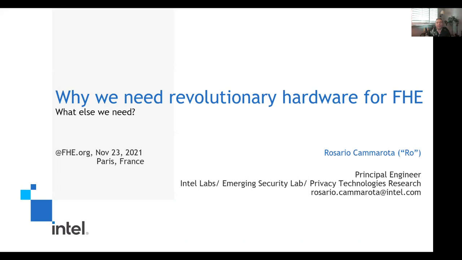Excellent. So today we're going to talk about the need, really, for hardware that is a bit different from what we have right now, to realize the full benefit of fully homomorphic encryption. We'll talk about what these benefits are and also what else is needed. The hardware is a component of it. The software stack is another component, but that's the technology part. And there is a lot more that needs to happen before we actually benefit from privacy-enhancing cryptography in general.